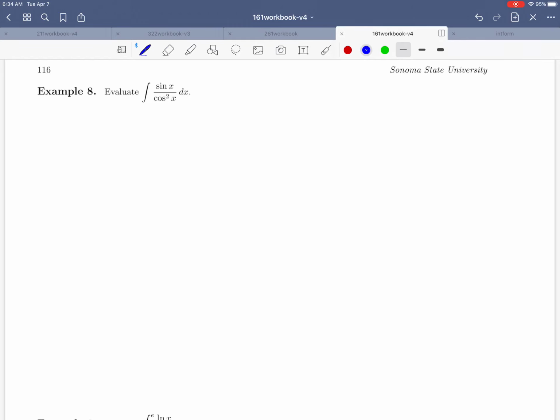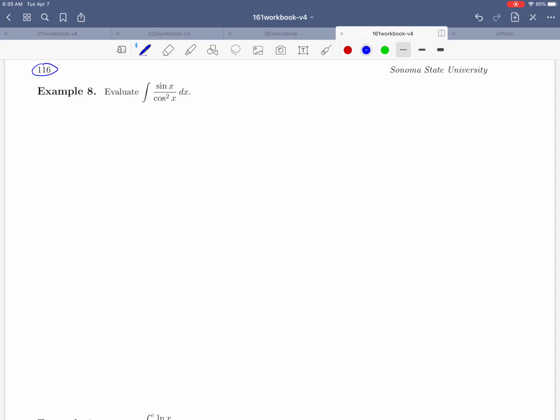Welcome everybody to example 8 on page 116 of the workbook. And this is another example of using the substitution rule to evaluate an integral. Now in this problem, I want to change things up a little bit and illustrate that making a u substitution, there's a little bit of trial and error involved in this process.